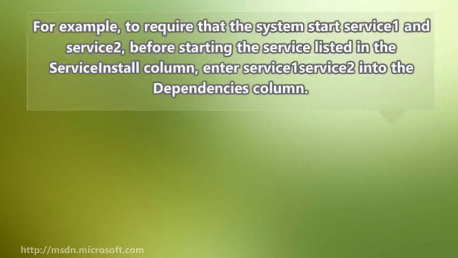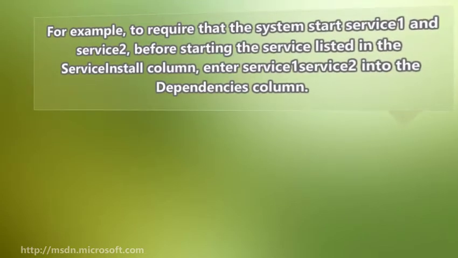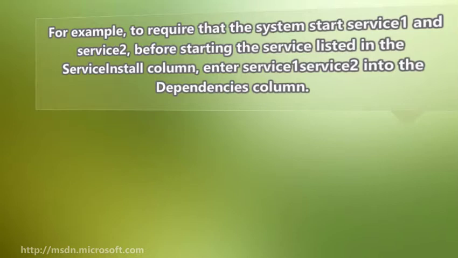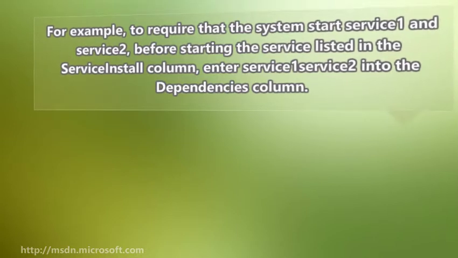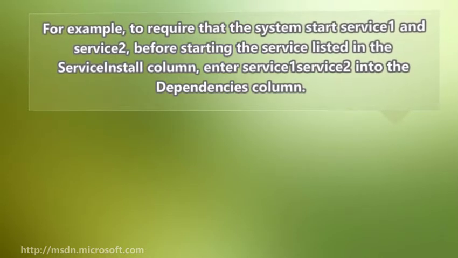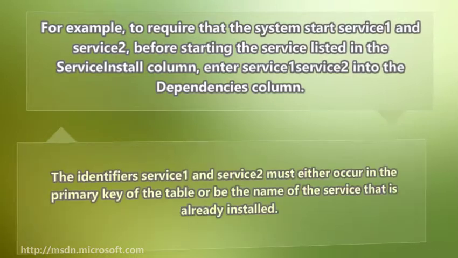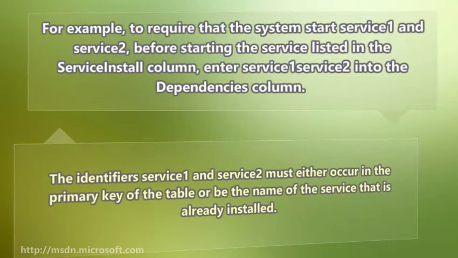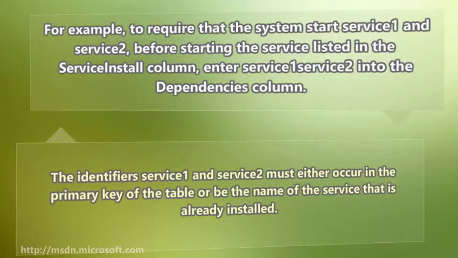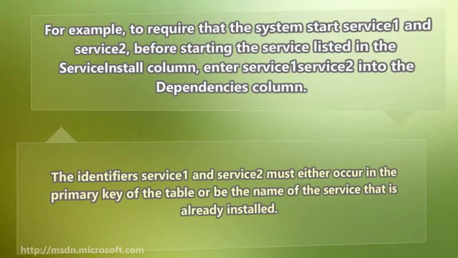For example, to require that the system start Service1 and Service2 before starting the service listed in the ServiceInstall column, enter Service1[~]Service2[~][~] into the Dependencies column. The identifiers Service1 and Service2 must either occur in the primary key of the table or be the name of a service that is already installed.